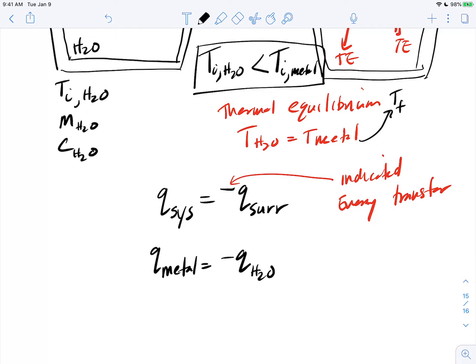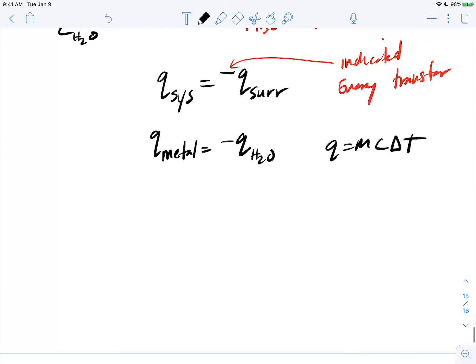Okay, and so we know that we can use Q equals m c delta T. So we can do this for each. And so I'm going to put in the mass, the specific heat capacity, and delta T for the metal and the water. And so on the metal side, we get mass of the metal, C of the metal, and then delta T is T final, metal minus T initial, metal.